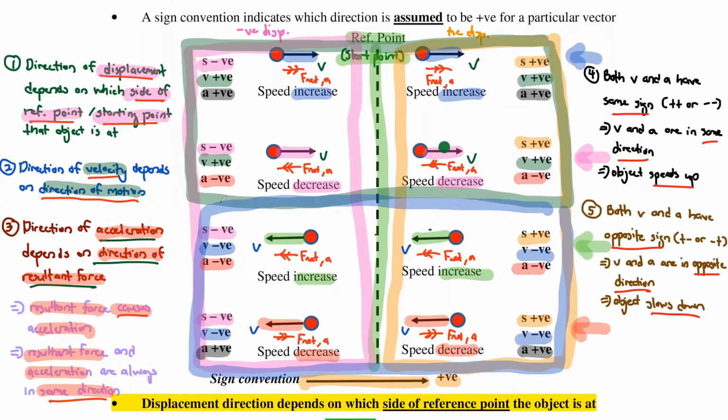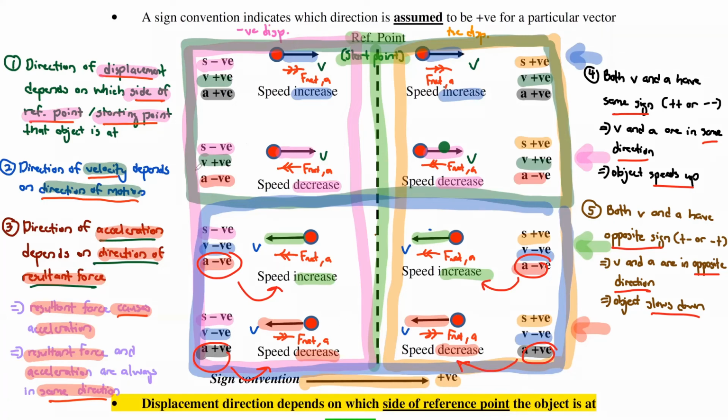One last thing to note is the common misconception that negative acceleration causes an object to slow down. This is not necessarily true. A negative acceleration may actually cause an object to speed up. Like what we see here, negative acceleration is actually causing the object to speed up. On the other hand, positive acceleration does not necessarily mean that an object will speed up too. It may also cause the object to slow down, like what we see here. A positive acceleration is causing the object to slow down.